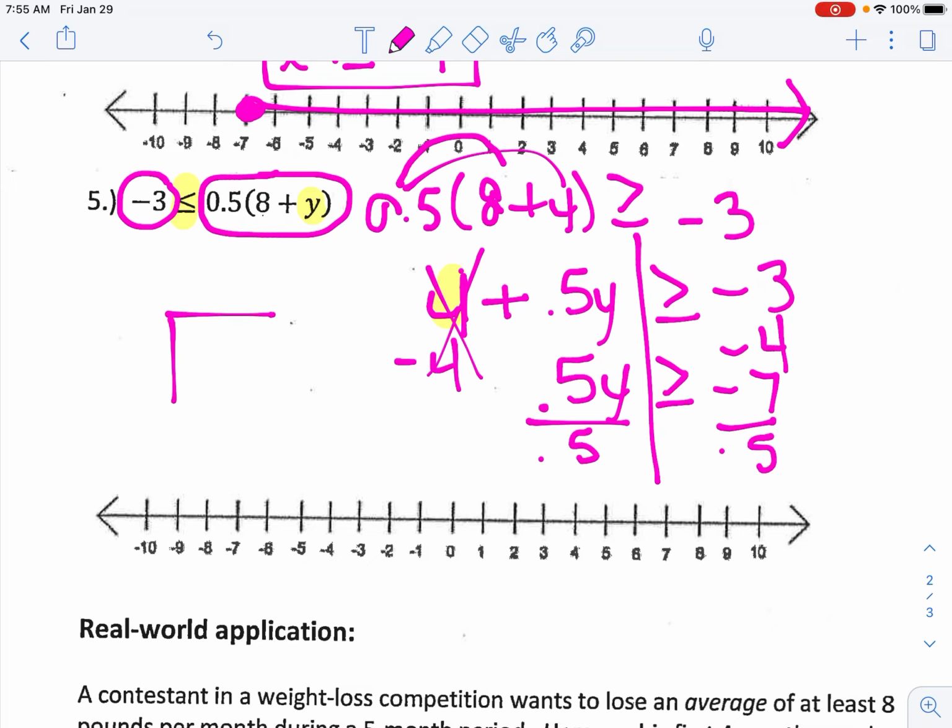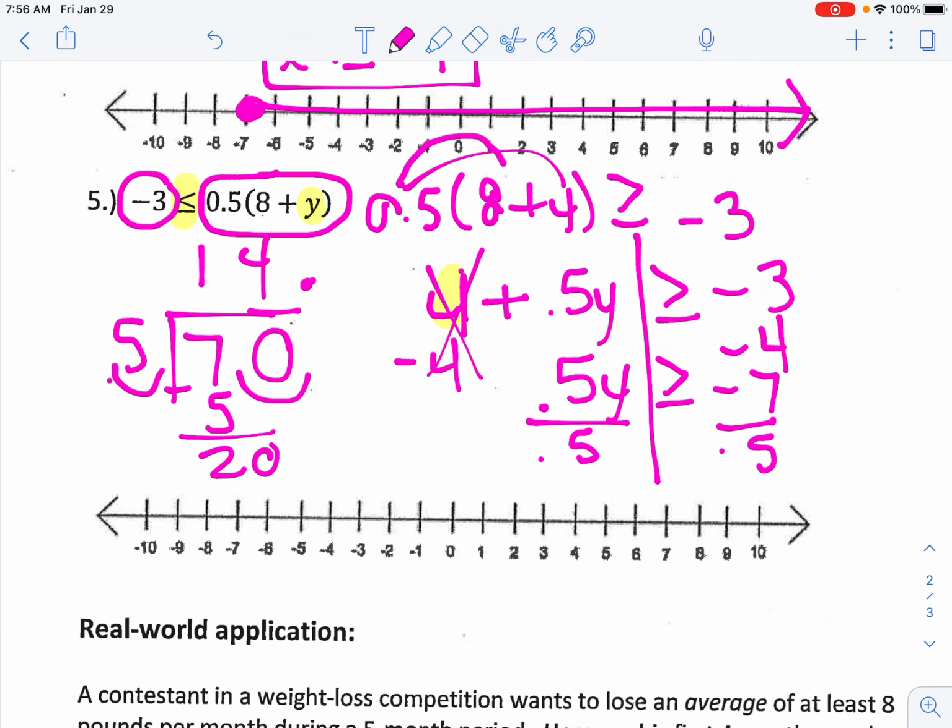So I'm going to come over here and show my work. 7 divided by 0.5. I'm going to have to add a decimal and a 0 because I have to slide that decimal over. So my decimal is going to sit right there in my answer. 5 goes into 7 once, and 5 goes into 20 four times. So that answer is negative 14.